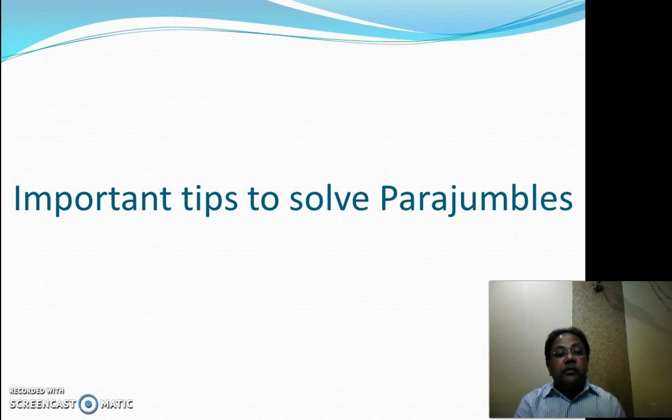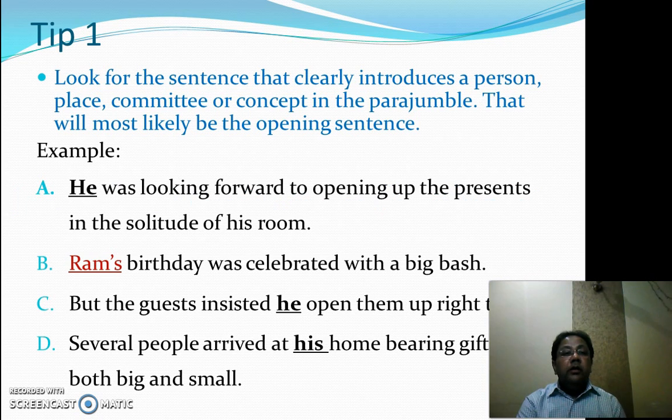So quickly let me move on to the important tips to solve parajumbles. The first tip is that in any given parajumble comprising 4, 5, or 6 sentences, you have to look for the sentence that clearly introduces a person, place, committee, or concept in the parajumble.